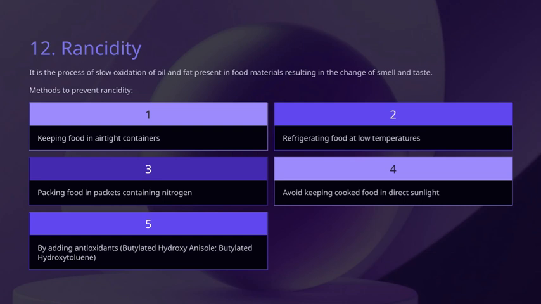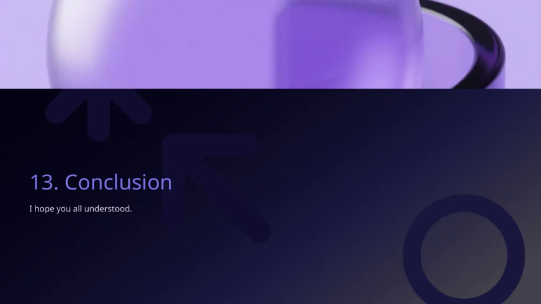Lastly, keeping food in airtight containers is crucial. When food is sealed tightly, it minimizes exposure to oxygen, slowing down the oxidation process and preventing rancidity. Overall, these methods, controlling exposure to sunlight, refrigeration, antioxidants, nitrogen packing, and airtight storage, are all about protecting our food from the slow oxidation of fats and oils, which causes that undesirable change in smell and taste we associate with rancidity. I hope you all understood.